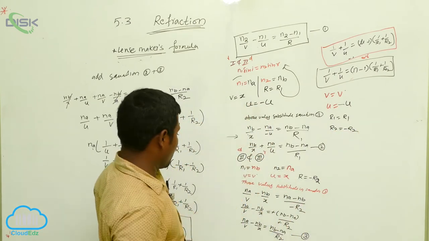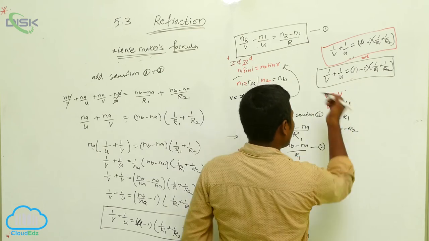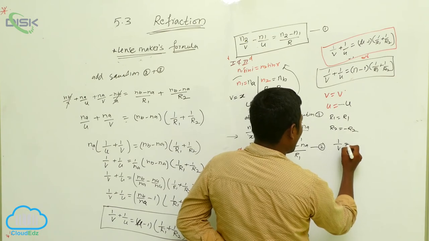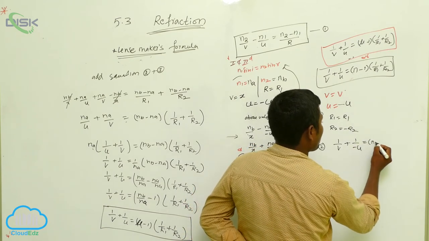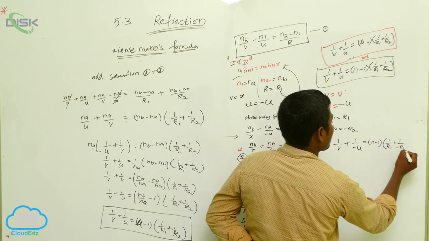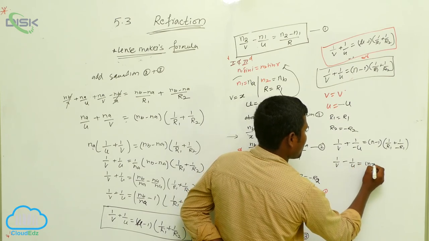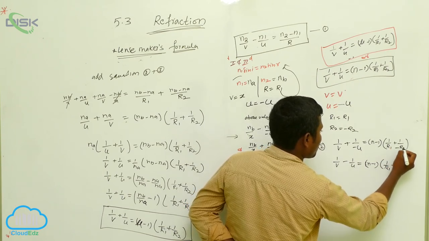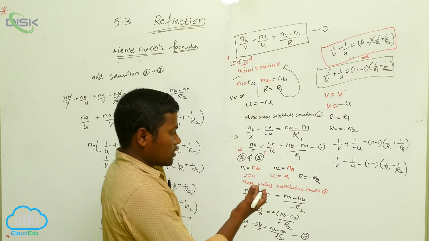If you substitute these values in the above equation, then you will get one nice equation. Let's see what that equation is. 1 by V means 1 by V only. Next, plus 1 by U, how much? Minus U is there. Next, N minus 1 into 1 by R1 plus 1 by minus R2. So 1 by V minus 1 by U is equal to N minus 1 into 1 by R1 plus minus 1 by R2. Okay, this is the lens maker formula.